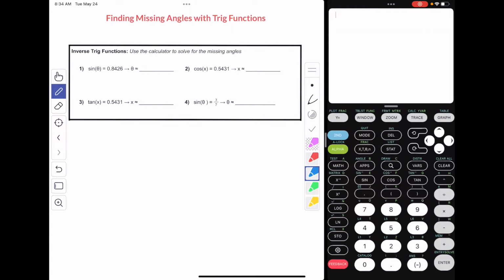In this video, we're going to go over how to find missing angles using our trig functions. If you take a look at this top part of your notes, question 1 says, the sine of theta is equal to 0.8426. Right now, this looks a little different than what we've seen before because our angle measurement isn't given to us. So in this case, theta is going to represent our unknown angle.